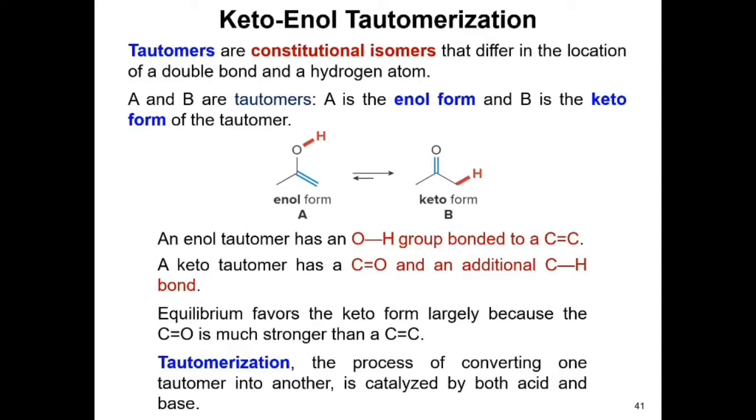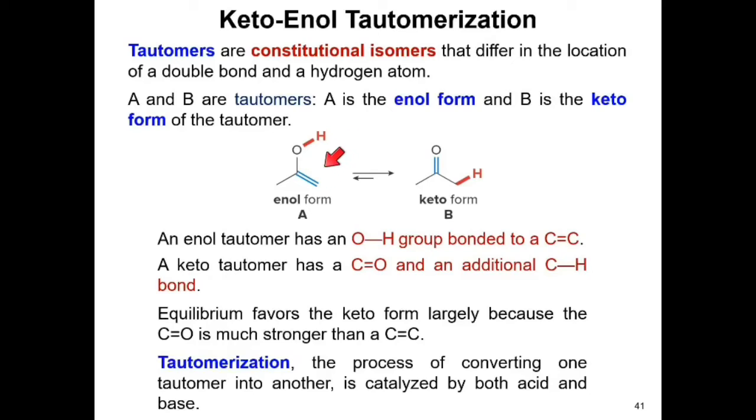And there's a lot of different types of tautomerizations. One in particular is the Keto-Enol Tautomerization, which is basically the conversion of an enol into the more stable form, which is ketone. So here you can see that A and B are a pair of tautomers because the position of the double bond is different, as well as the position of the hydrogen atom.